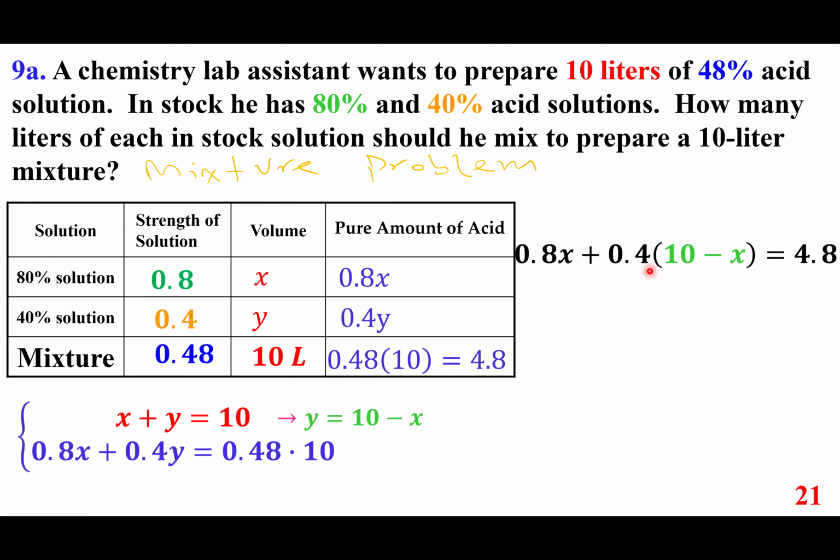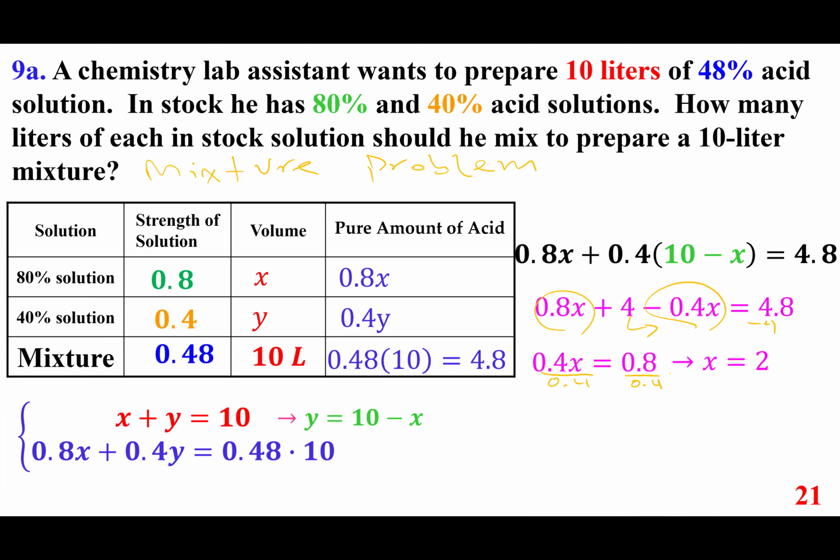So this one we keep, this one we distribute, 0.4 times 10. Remember, one decimal, 1 0 cancel each other, we get 4. Minus 0.4x, and the right side is unchanged. So we move things around. First and foremost, we combine these two, and we get 0.4x. This one we subtract 4, and we get 0.8. We divide, and we get 8 over 4, or 2, which means what? X is 2. If X is 2, Y must be 8.